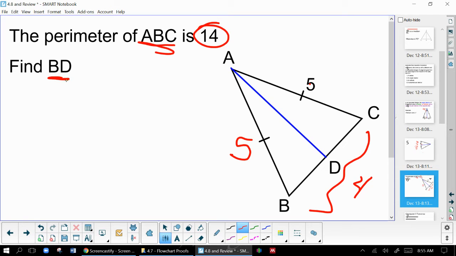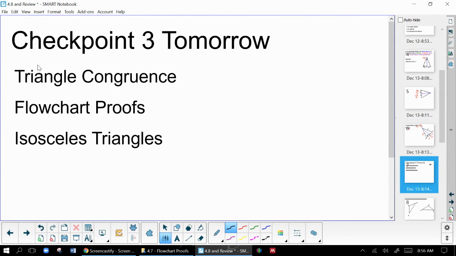Now, we're supposed to be finding BD. And at this point, there's no marks on this blue line. So at this point, we don't know anything special. But the nice thing about this is, as soon as I add in one little bit of information, I make that a 90-degree angle. Now, this conjecture applies. So that 90-degree angle makes that thing an altitude, which means it also has to split the base in half. So this is 2.